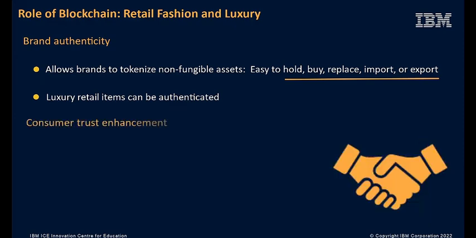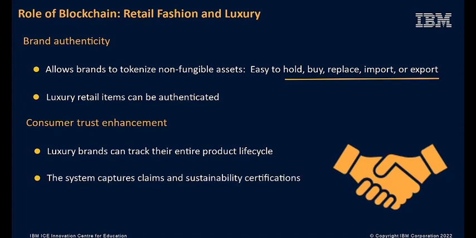Consumers' trust enhancement. Luxury brands can track their entire product lifecycle with blockchain. With blockchain, brands can keep track of everything in their supply chain. The system captures claims and sustainability certifications and makes them available for everyone to see. Transparency in supply chain makes customers trust you.